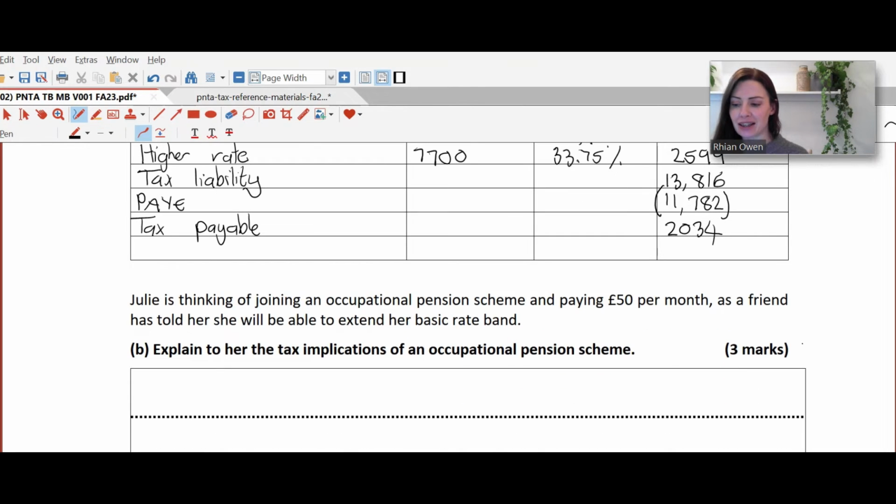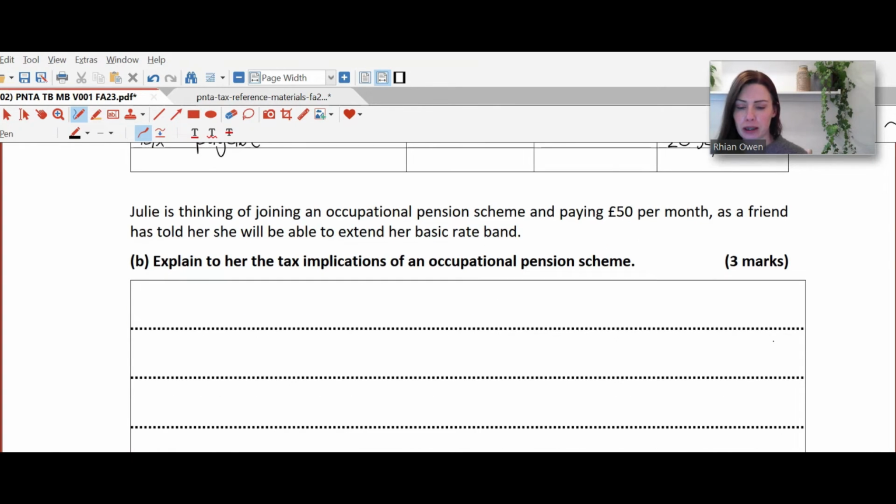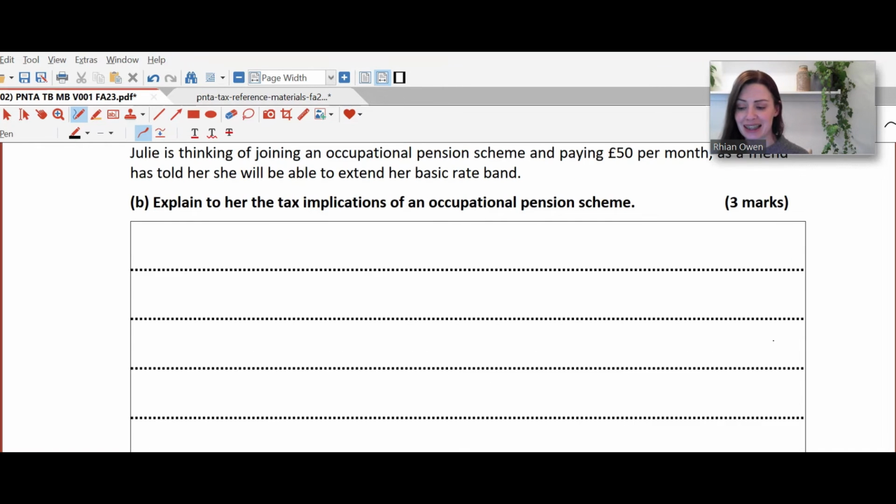In part B of the task, it says that Julie is thinking of joining an occupational pension scheme and paying £50 per month. As a friend has told her, she will be able to extend the basic rate band. So remember that an occupational pension scheme is deducted from the employment income. It doesn't extend the basic rate band. It is the personal pension that does extend the basic rate band. So it says to explain to her the tax implications of an occupational pension scheme. Remember that when you're answering a written question, to make sure that you do write in full, complete sentences.